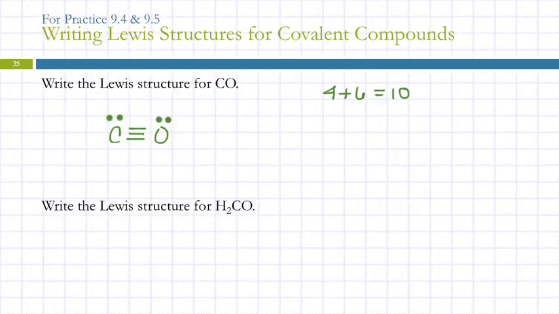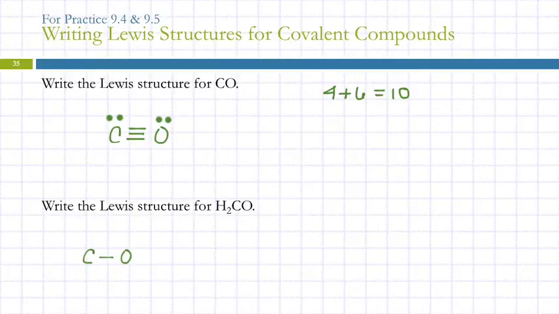Okay, let's do H2CO. This one's a little more complicated. First thing is figure out how are the elements connected. Well, probably carbon is connected to oxygen, and then we've got 2 hydrogens. We know those aren't in between because they have to be on the outside. So then we have to say, well, is it connected to the oxygen? Is it connected to the carbon?